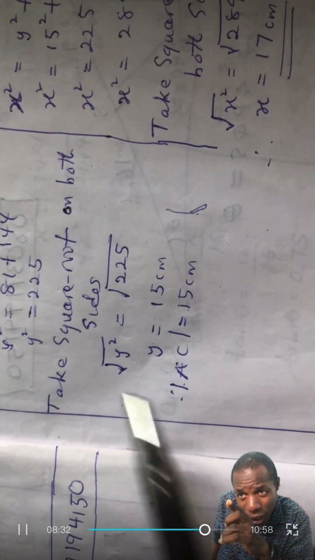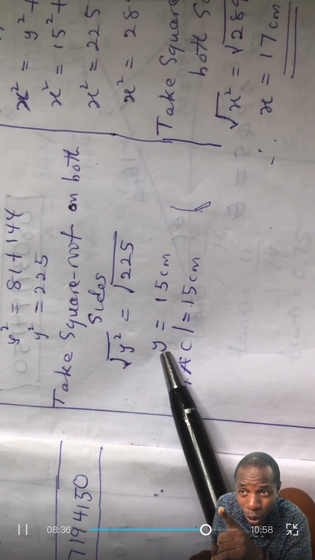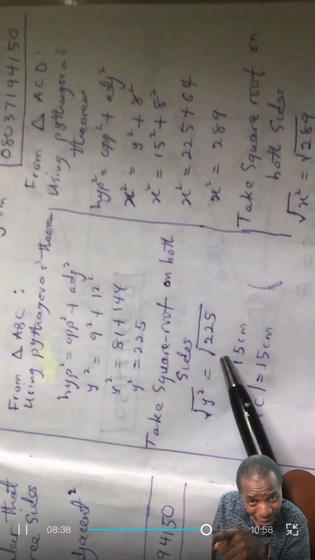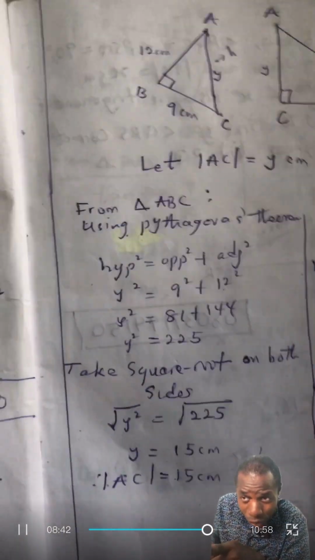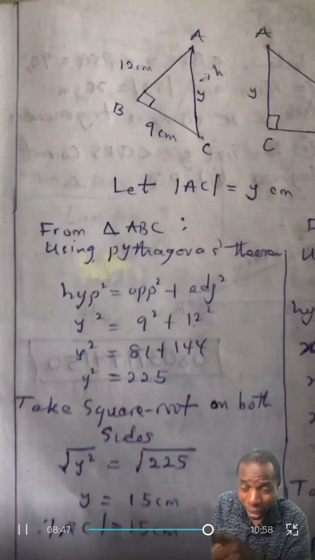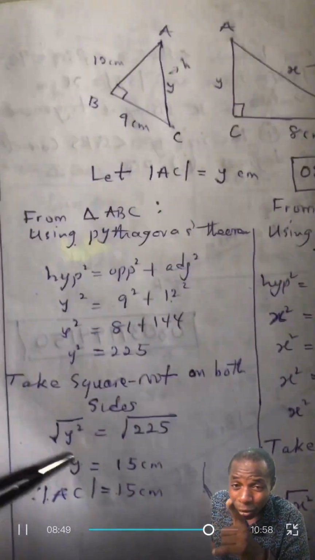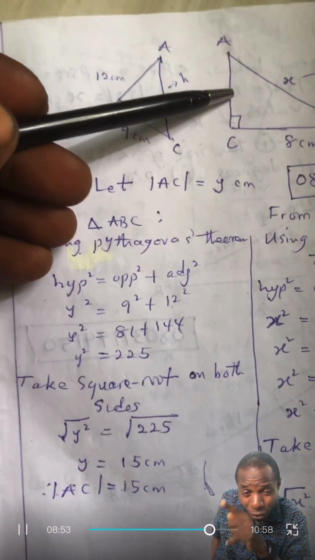So square root on y square, square root on 225. Whatever you do on one side, you do the same thing on the other side. So the square root will cancel square. We are left with y. And the square root of 225 is 15 centimeter. You can use a calculator for that. If you are doubting the value, the calculator will give you the answer. That will be 15 centimeter. So we succeeded in getting the value of the common side, and that will help us now to find the value of x.